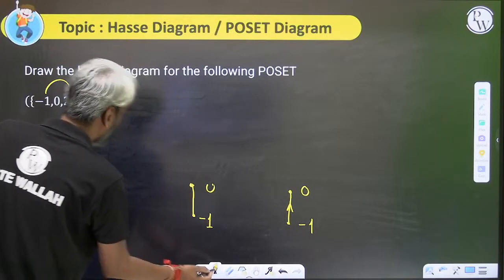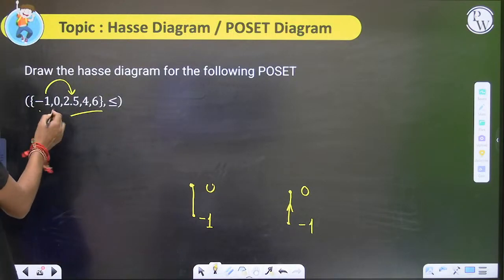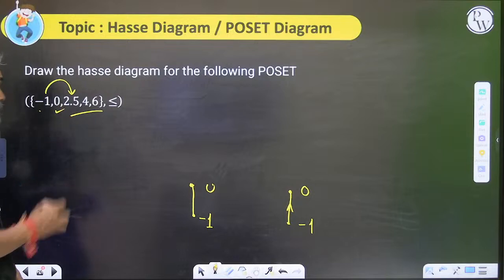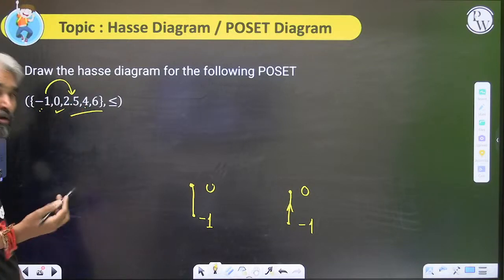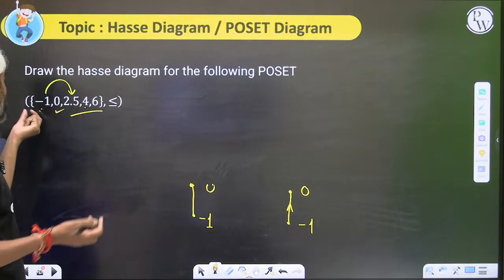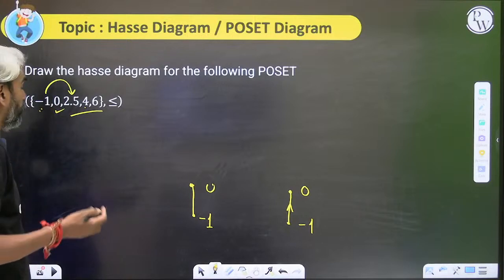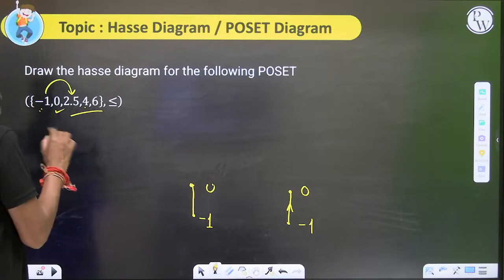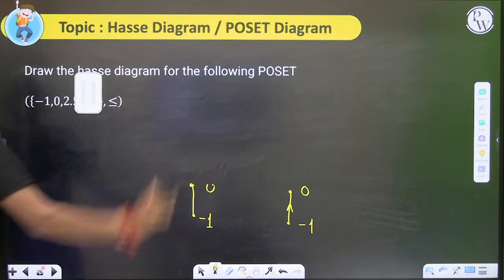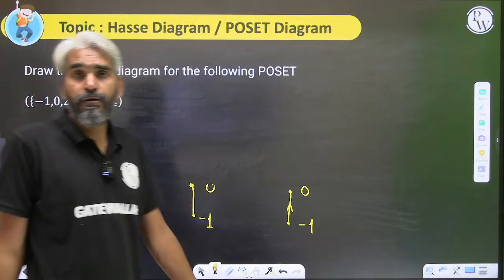-1 relates to 0 is okay. -1 relates to 2.5, but there exists an element 0, therefore we will not use this. -1 relates to 4 also, but there are 0 and 2.5 such that -1 relates to 0 and 0 relates to 4. Therefore, no direct edge between -1 and 4. Same for 6. So done, sir. We are done with respect to -1.